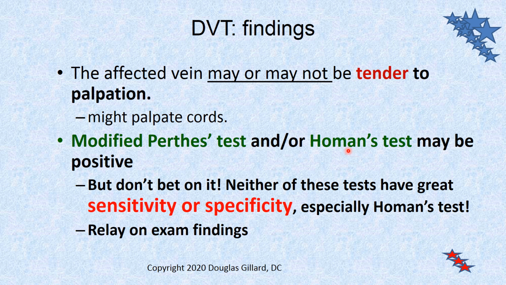It only tests for DVT in the calf. The dangerous ones occur in your thigh, in the really big vessels, in the femoral vein, in the deep femoral vein, even in the common femoral vein. Holman's test is not going to test that. Perthes test might catch that, but I'm a little worried that might actually cause a PE. All right.